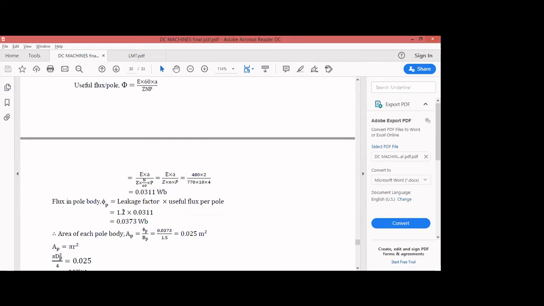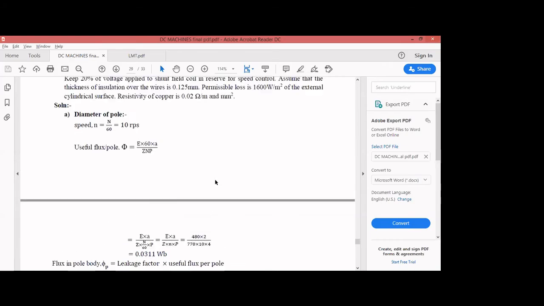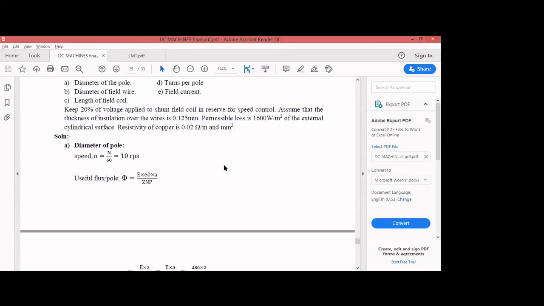The leakage factor is given in the problem; it is about 1.2. So I have to calculate the useful flux per pole. If I calculate the useful flux per pole, I can calculate the flux in the pole body ΦP. Once I know ΦP, I can calculate the area of the pole. Let us calculate the useful flux per pole now. For that, I want the EMF equation of your motor.